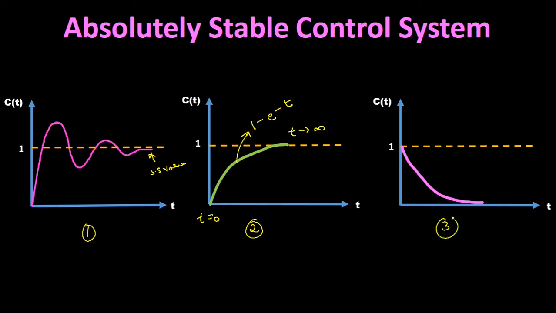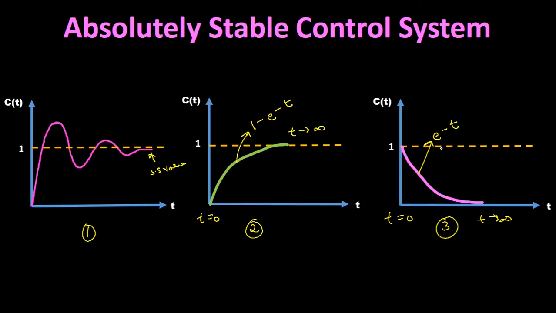And this is the third response. Here we can see that when t is equal to 0, we are getting the output equal to 1, and when t tends to infinity, we are getting output equal to 0. So the equation of such a curve will be e to the power minus t. If we put t equal to 0 here, we will get 1, and if we put t equal to infinity here, we will get 0. Since this signal has finite values of maxima and minima, this is also a bounded signal, and it is the output response of the absolutely stable control system.